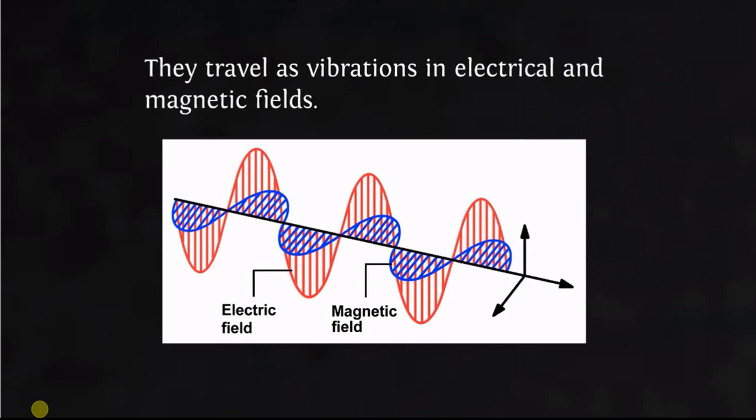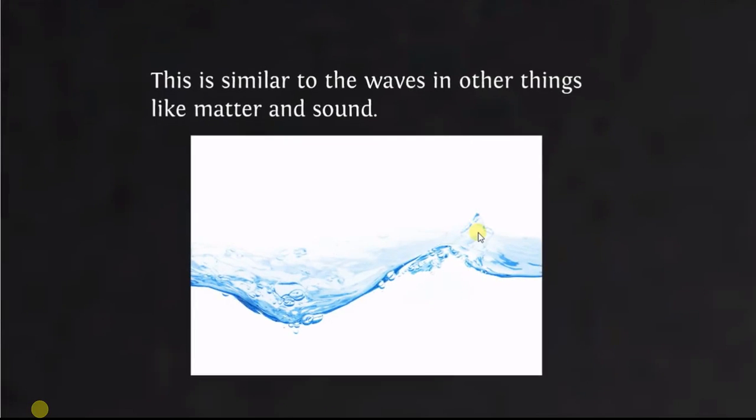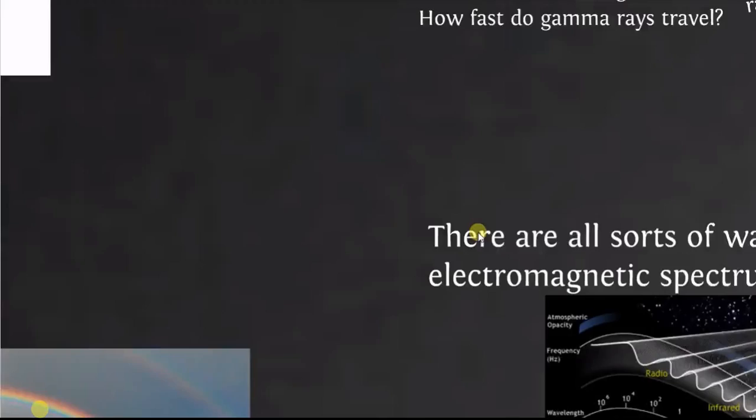And they travel as vibrations in what's called electrical and magnetic fields. So this electromagnetic field, you might learn a lot more about it if you take physics, but for our class, that's pretty much all we're going to go into that. So the way that they move is similar to the waves that other things like matter and sound move. They move sort of like the waves on the top of the water in a pond.